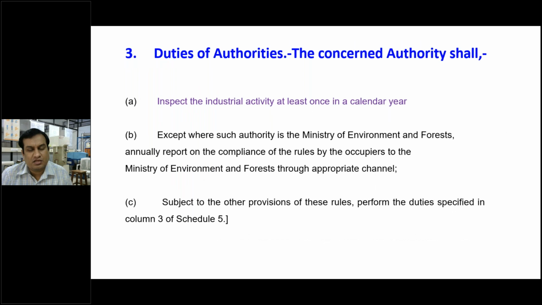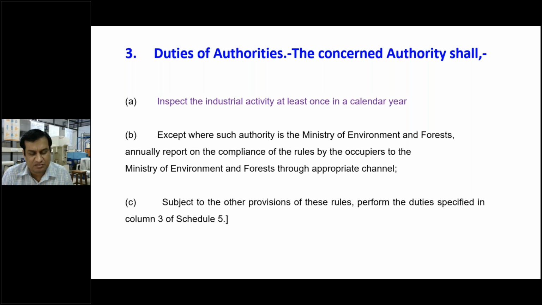Then rule 3 is focusing on the duties of authorities. The concerned authority shall inspect the industrial activity at least once in a calendar year. So now we have discussed what exactly the industrial activity is: hazardous chemical manufacturing, storing, using, applying, etc. All these activities are nothing but industrial activities. So the authority should inspect these industrial activities at least once in a calendar year.